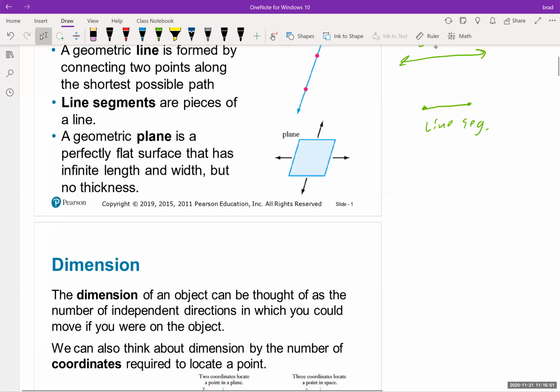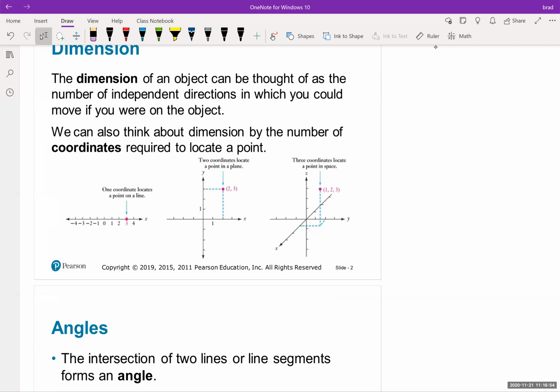Dimensions. The dimensions of an object can be thought of as the number of independent directions in which you could move if you were on the object. We can also think about dimensions by the number of coordinates required to locate it. Try to imagine you're drawing something on the XY plane, right? I'll use their pictures. What they're saying here is imagine you have this point 3. That is a one-dimensional idea, okay? It's just that one spot. 2 coordinates locate a point on a plane, okay? And then 3 coordinates locate a point in space.